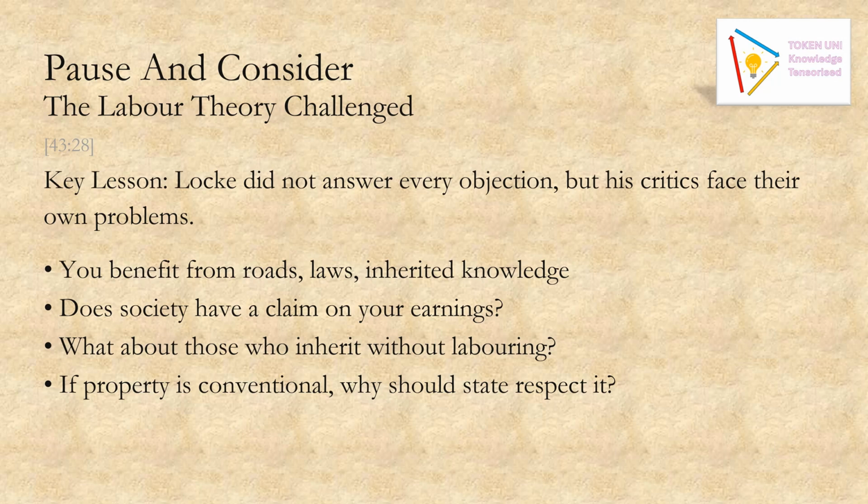Still others, following Hobbes, say the whole notion of natural property is confused. Property is a legal convention, created and enforced by the state. Before the state, there is no stable mine and thine. Locke's natural right is a useful fiction at best. Locke did not answer every objection, but his critics faced their own problems. If property is merely conventional, why should the state respect it? If society's contribution justifies taxation, how much taxation? The questions multiply. We will not settle them here.